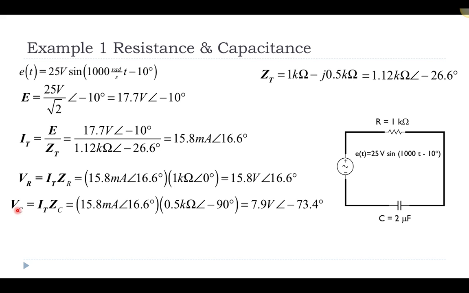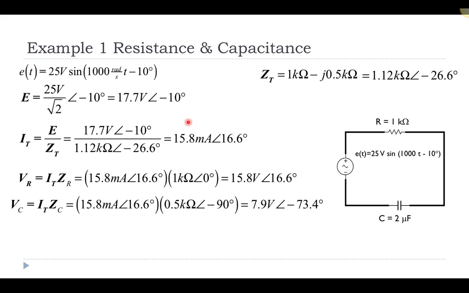In the same regard, I can find the voltage across the capacitor. It would be the current through the capacitor times the impedance of the capacitor. These are in series, so they both have the same current flowing through them, 15.8 milliamps. The impedance of the capacitor is 0.5 kiloohms with an angle of negative 90. So if I take 15.8 and multiply by 0.5, I get 7.9 volts. And if I multiply these two complex numbers, that means I add the angles together. So 16.6 plus a negative 90 is a negative 73.4.